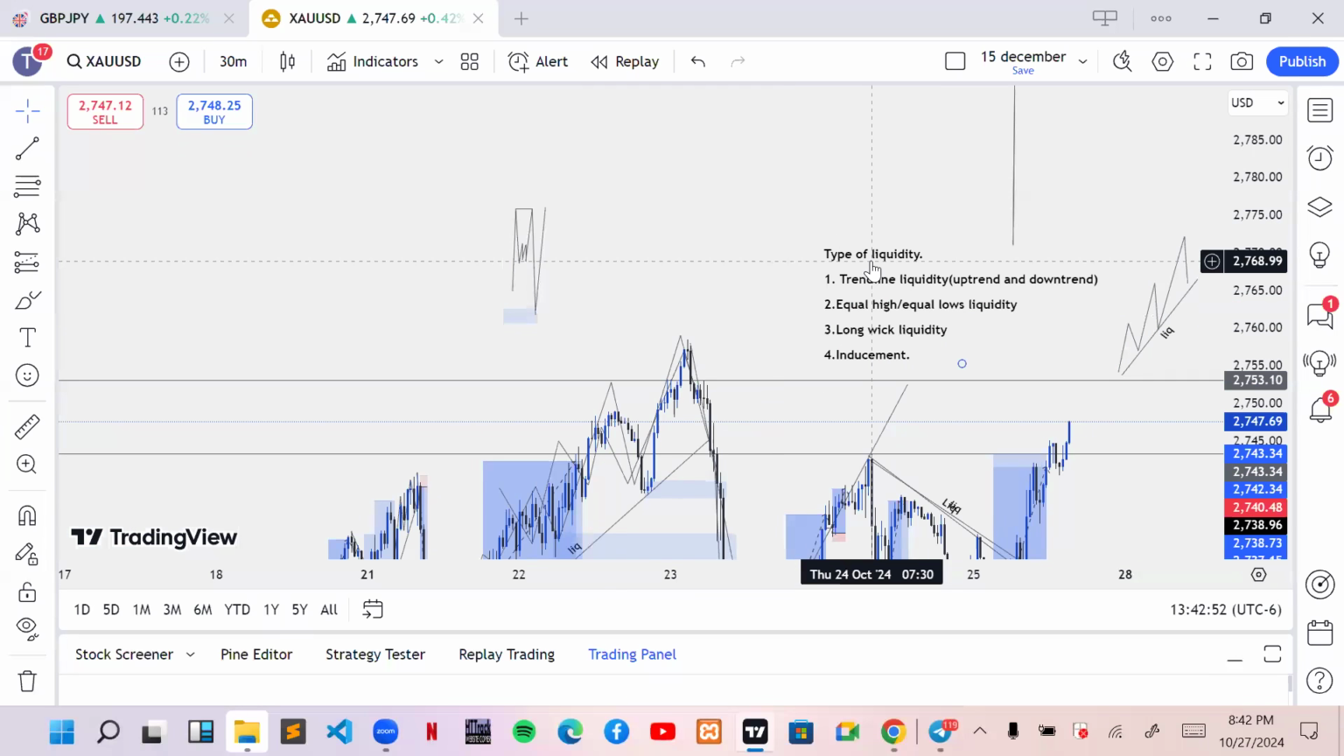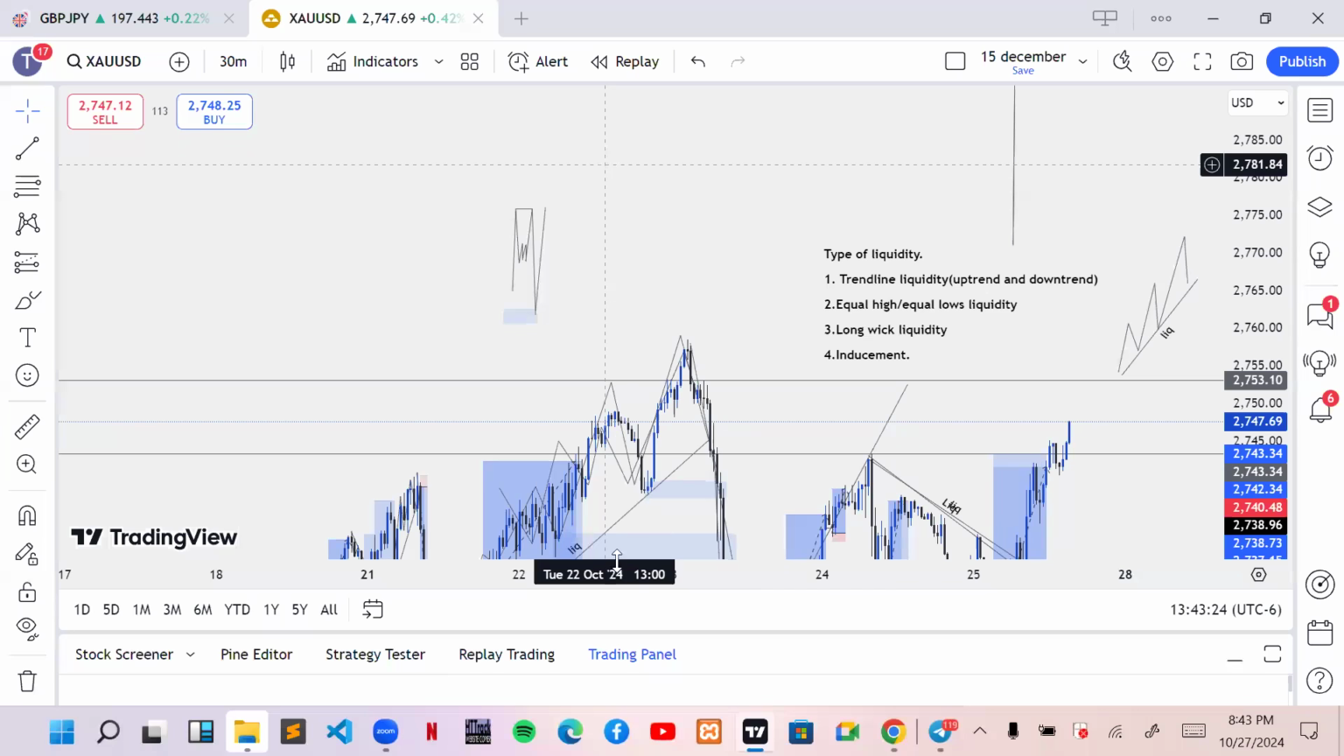Knowing where to put your take profit: draw on liquidity. If market approaches your buy entry with a downtrend, your take profit should clear that entire trend line liquidity. If market approaches your sell entry with an uptrend, your take profit should clear that entire trend line liquidity. If it was a long wick that market made before approaching your buy entry, your take profit should clear that long wick. If it's a long wick that market made before approaching your sell entry, your take profit should clear that entire long wick. So you understand better now.